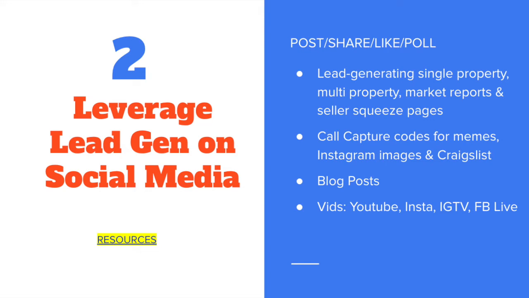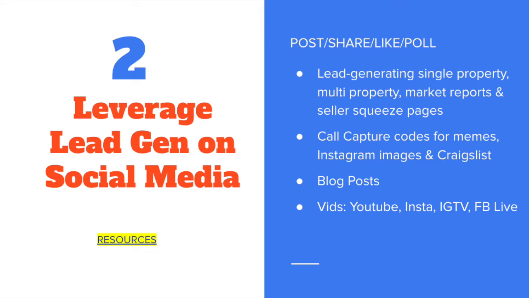So anywhere you can't really post a link is where you're going to use your call capture codes. So even like sign writers: text 123 to this phone number to get these details. Text, you know, cool house to get more information on this listing.